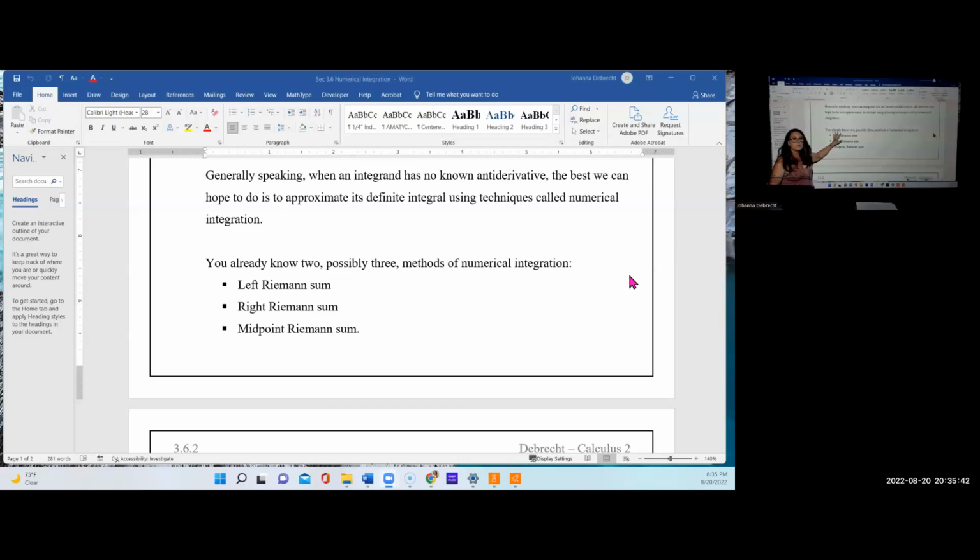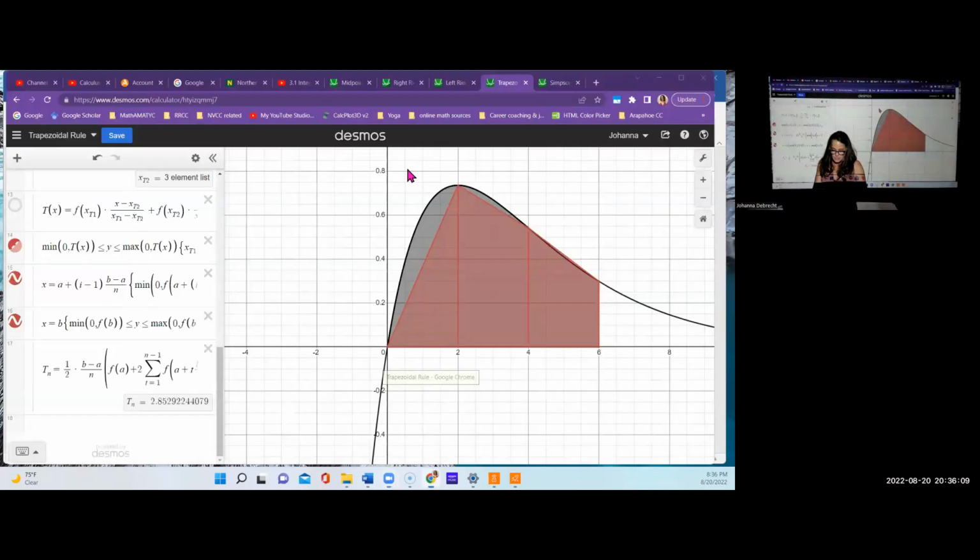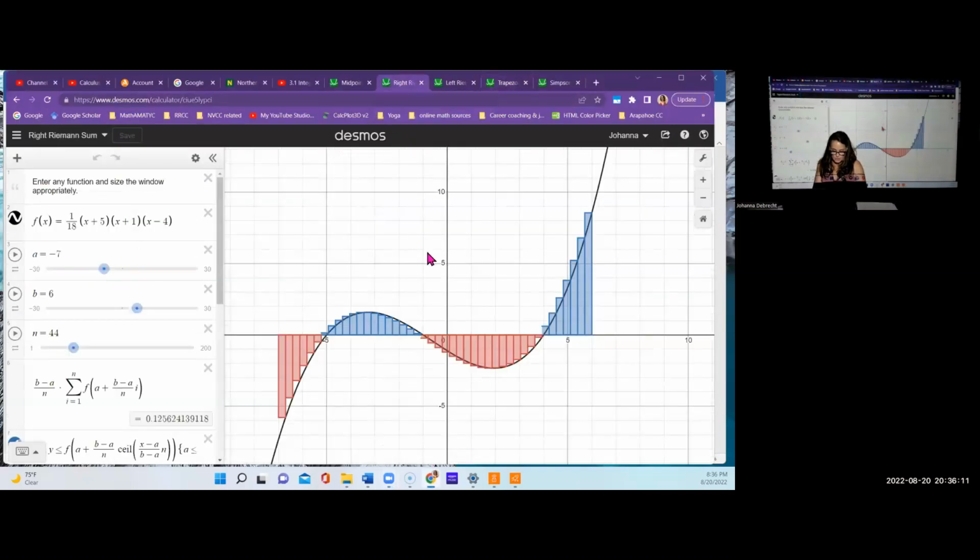So what we've done is we've come up with some methods of what are called numerical integration that approximate the area under a curve. Now you already know two of them for sure, the left Riemann sum and the right Riemann sum. And hopefully you also learned the midpoint Riemann sum, but I have them open on Desmos in case you have not. So let's review what these Riemann sums are and how they are methods of numerical integration. So we're going to start with the right Riemann sum.